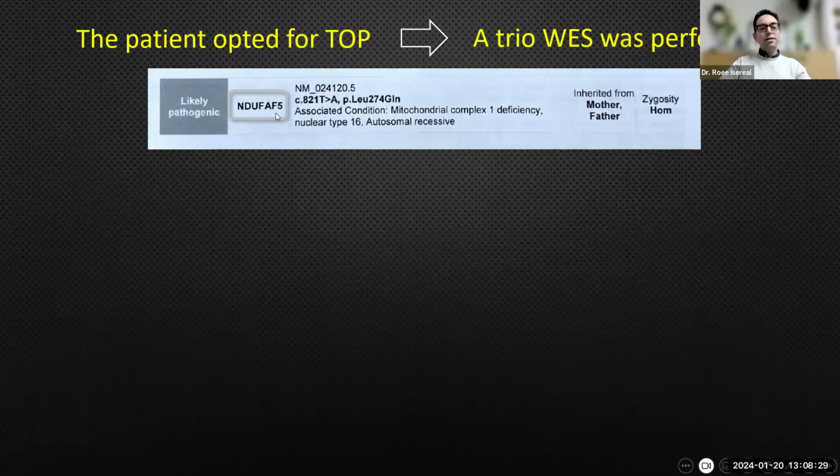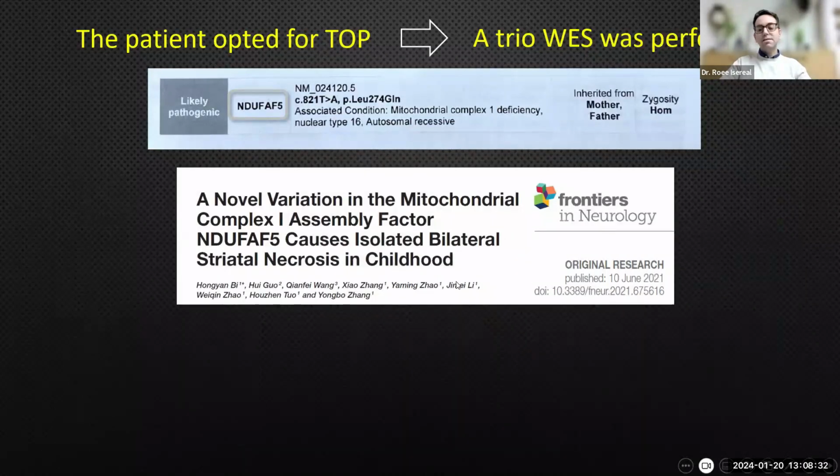Now, what is this gene? This gene is very interesting because it has just recently been described as one of the causative genes for bilateral striatal necrosis in children, which is a degenerative disease of the basal ganglia in children with a progressive deterioration.